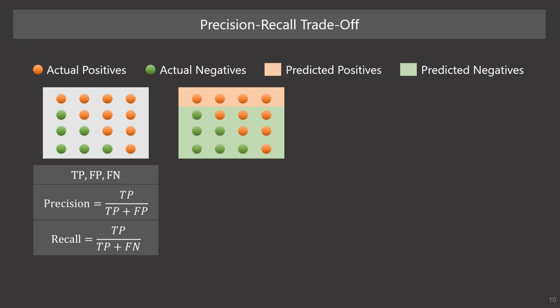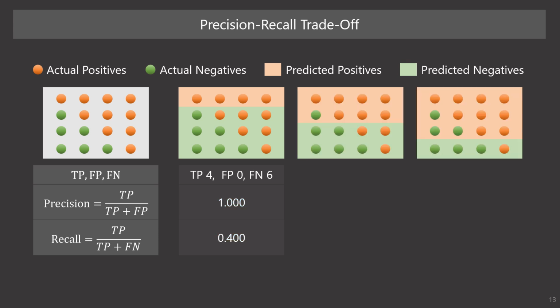Let's look at the first example. The orange shaded area represents predicted positives, and the green area is predicted negatives. As we can see, this model classifies only 4 observations as positives, and none of actual negatives are predicted as positives, whereas 6 actual positives are predicted as negatives. Therefore, there are 4 true positives, 0 false positives, and 6 false negatives. Thus, precision is 1.0, and recall is 0.4.